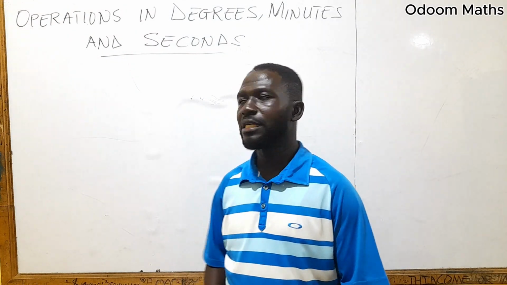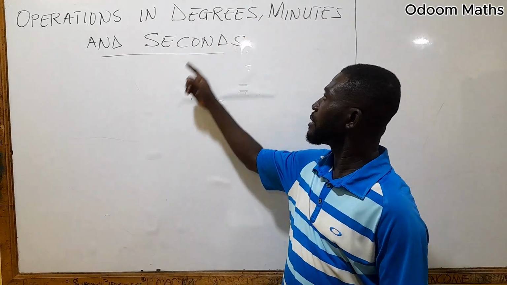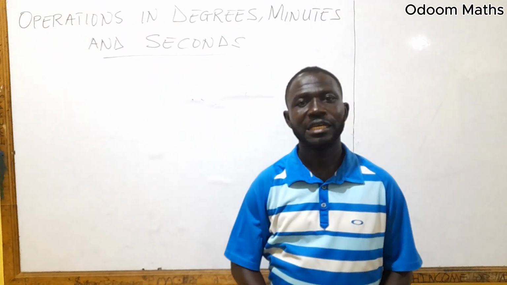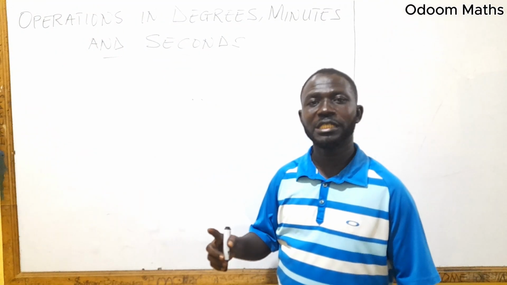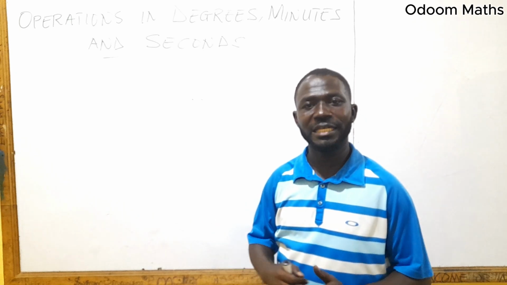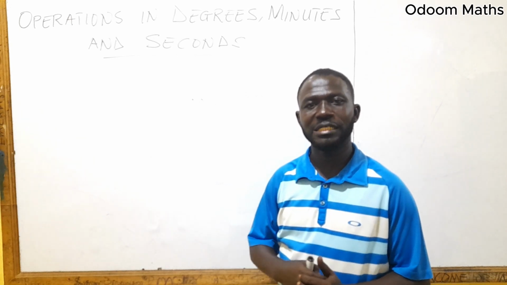Now let's look at operations in degrees, minutes and seconds. Today we'll look at operations that involve multiplying and dividing. Okay, so let's look at examples.